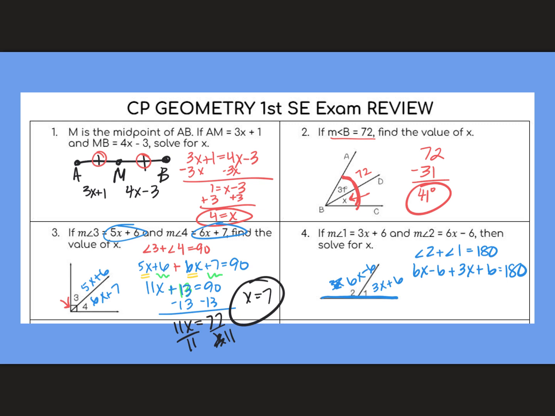So just like before, combine your like terms. With the x's, we end up with 9x. And then negative 6 plus 6, well, that's 0, so those are gone. So 9x equals 180. Divide by 9, and x is 20.